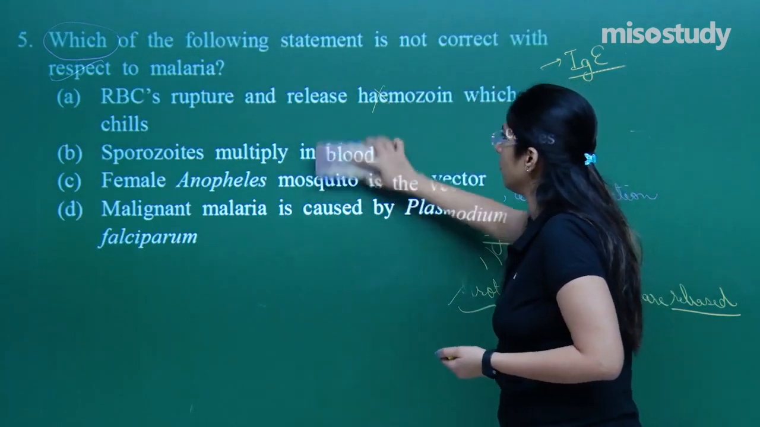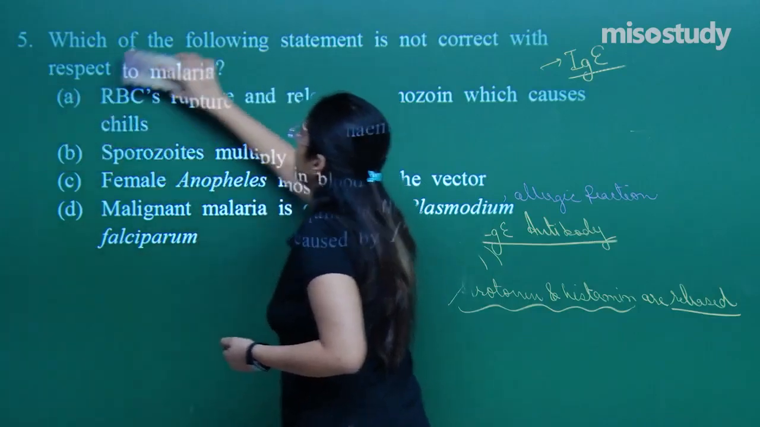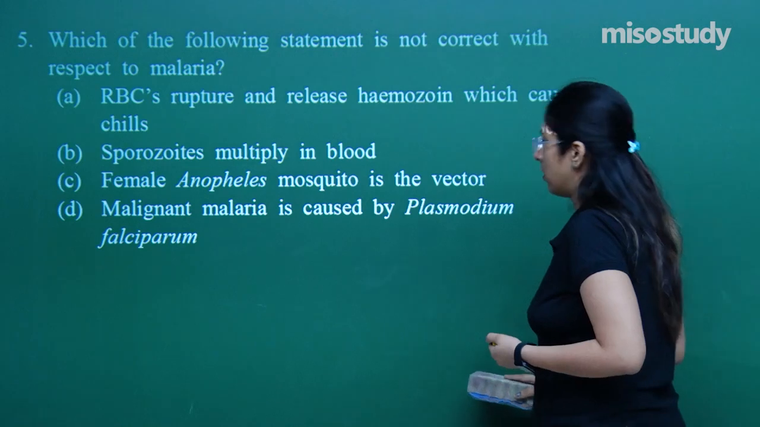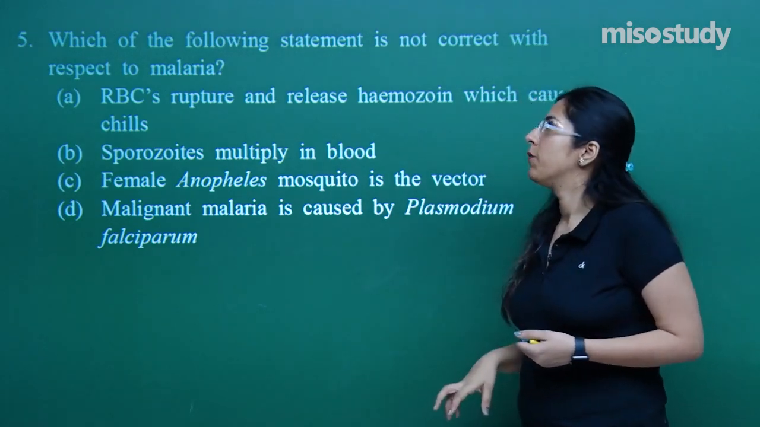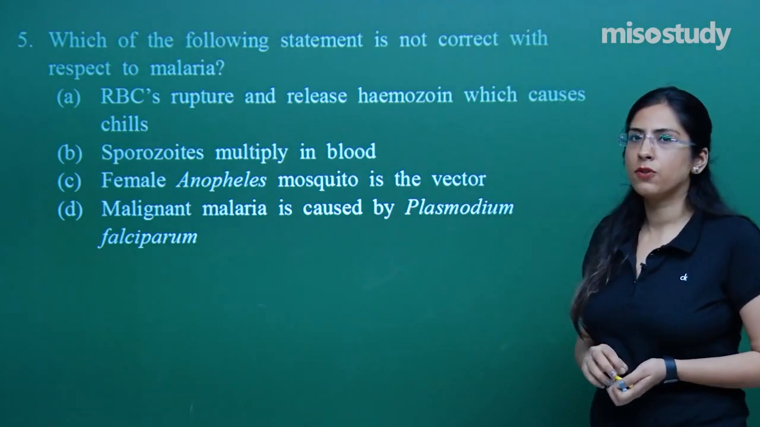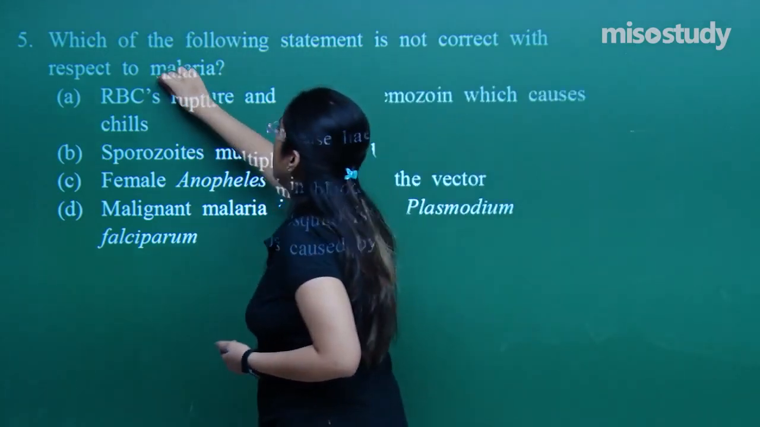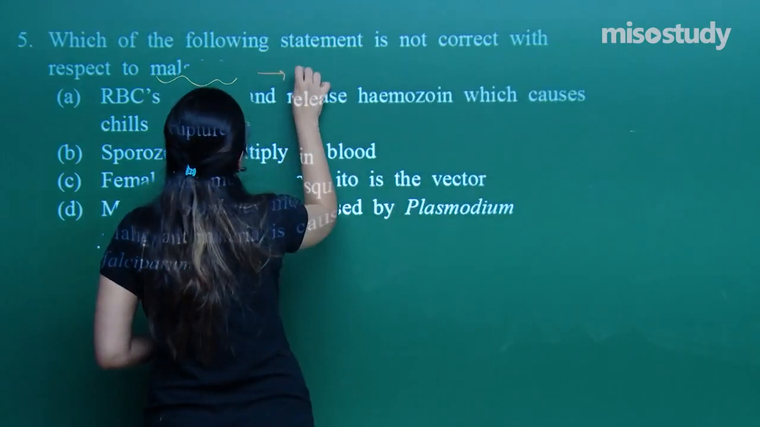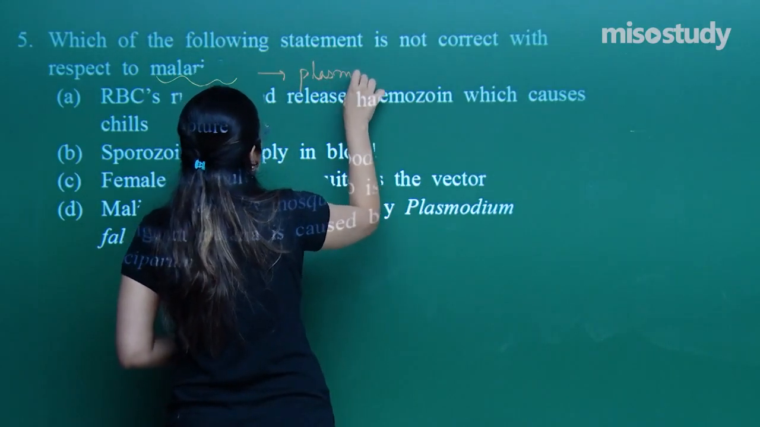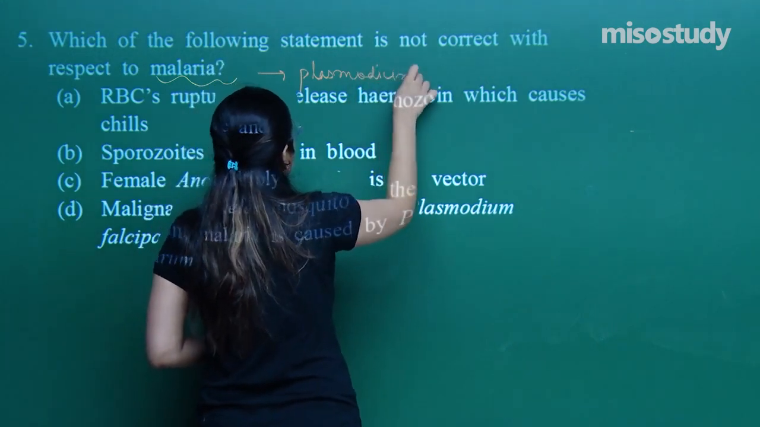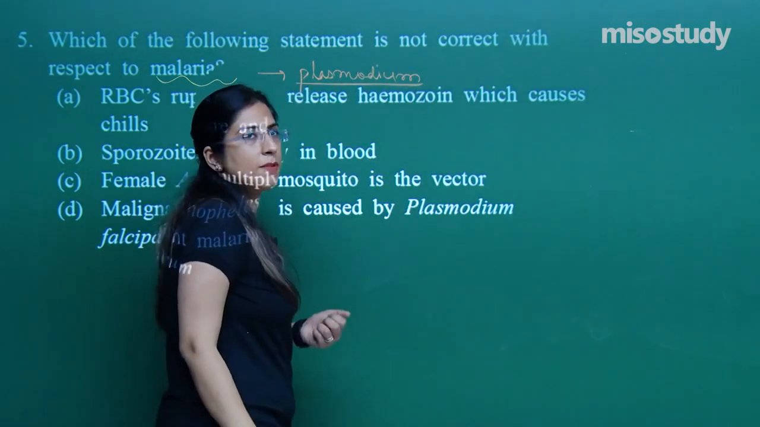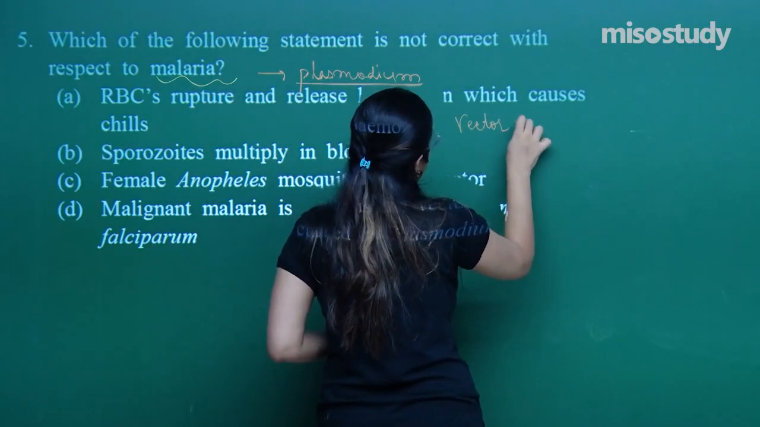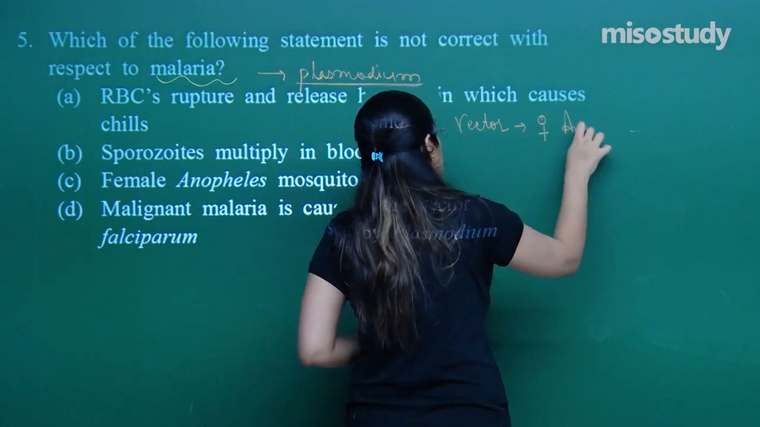Now let us discuss the next question. Question number 5: Which of the following statements is not correct with respect to malaria? Malaria is caused by which agent? Plasmodium. And who is the vector for carrying this Plasmodium? The vector is the female Anopheles.